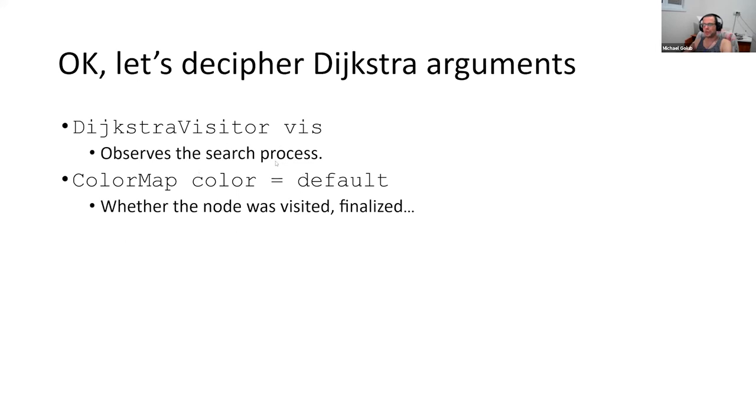Another curious argument is the Dijkstra visitor. It is something that observes the search process and will be called at certain moments during the search. And you have a color map. Remember, we needed a container to store the search process information.